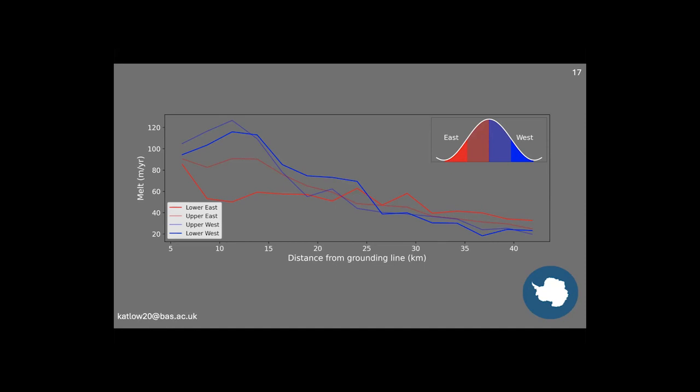Now, interestingly, as we move downstream away from the grounding line, we see a sharp decline in the melt rates on the western wall of the channel, but less so on the eastern side. In fact, from about 25, 30 kilometers downstream, there are actually higher melt rates on the eastern side of the channel. Now, this could be for a number of reasons.